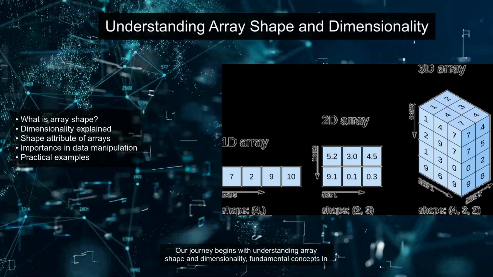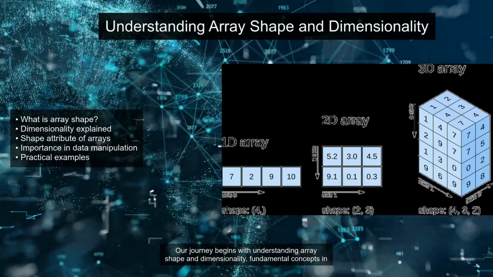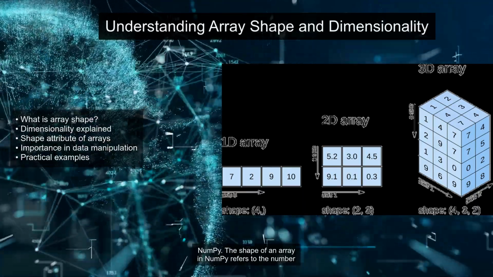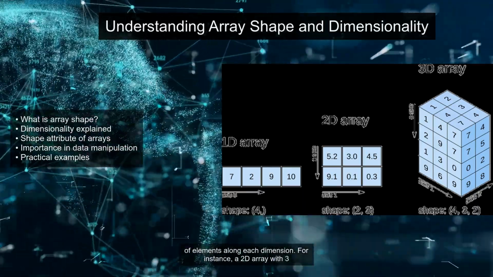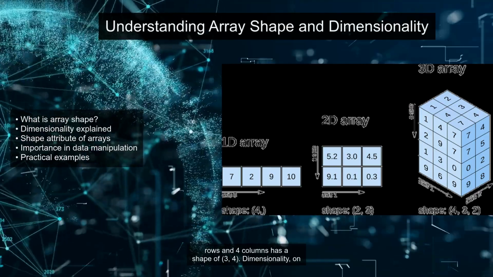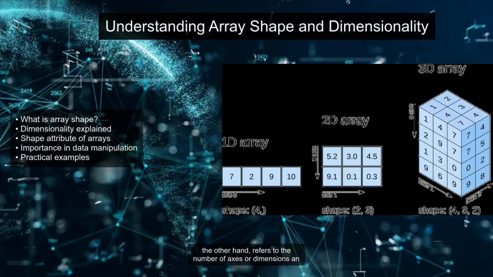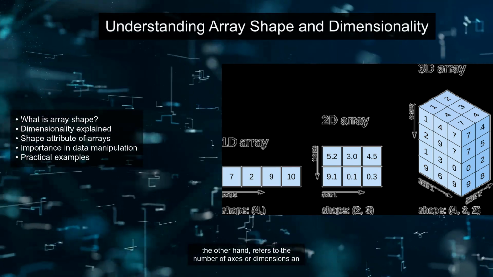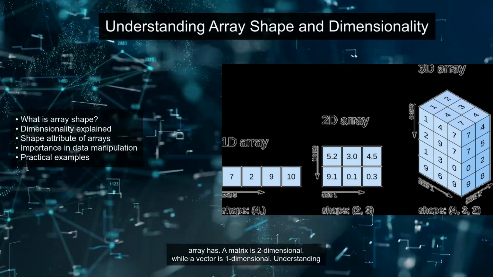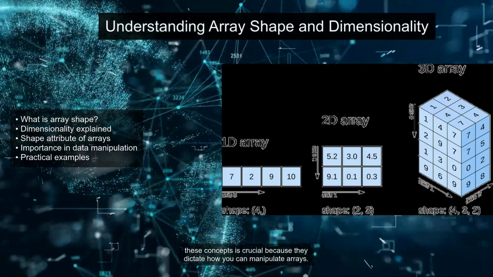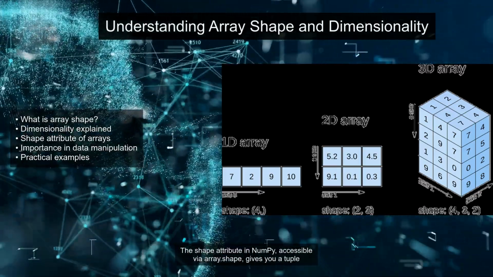Our journey begins with understanding array shape and dimensionality, fundamental concepts in NumPy. The shape of an array in NumPy refers to the number of elements along each dimension. For instance, a 2D array with 3 rows and 4 columns has a shape of (3, 4). Dimensionality, on the other hand, refers to the number of axes or dimensions an array has. A matrix is 2-dimensional, while a vector is 1-dimensional. Understanding these concepts is crucial because they dictate how you can manipulate arrays.